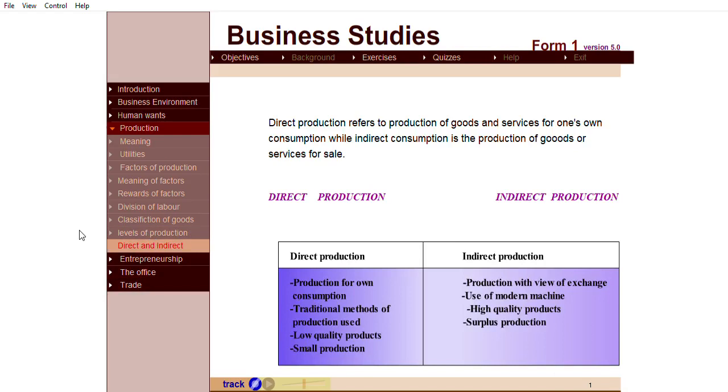Direct production refers to production of goods and services for one's own consumption, while indirect production is production of goods or services for sale. Read more about the features of the 2 levels of production in this page.